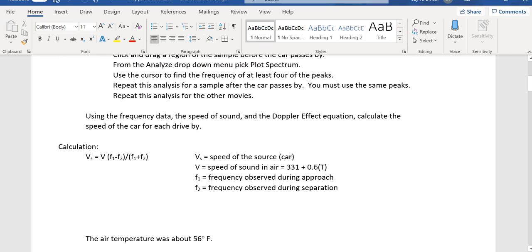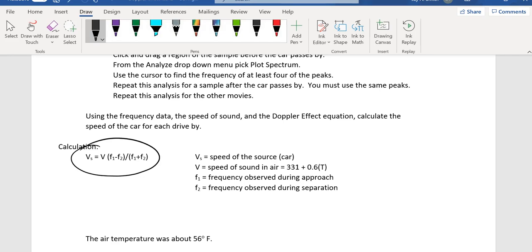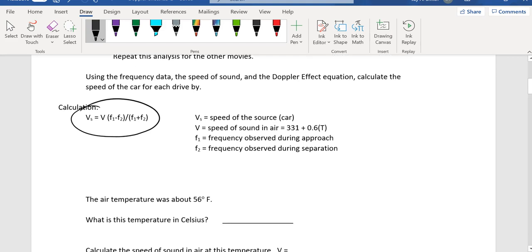We're going to be using this formula here to find the speed of the car. Vs is the speed of the source, that's the car. V is the speed of sound in the air. You'll have to calculate that using the temperature, and the temperature here is 56 degrees Fahrenheit. Convert that to Celsius and then do the calculation to find the speed of sound. That's going to give you V here.